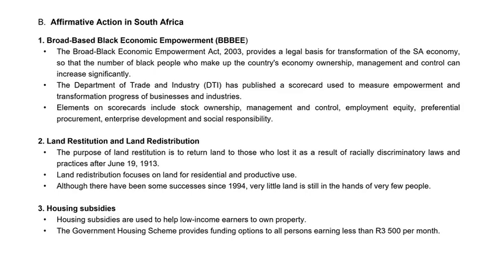The Department of Trade and Industry, known as DTI, has published a scorecard used to measure empowerment and transformation progress of businesses and industries. Elements on the scorecards include stock ownership, management and control, employment equity, preferential procurement, enterprise development, and social responsibility. Now, when it comes to broad-based black economic empowerment, people get very confused. Most learners think this was created in order to increase job opportunities in the marketplace. That's not the idea.